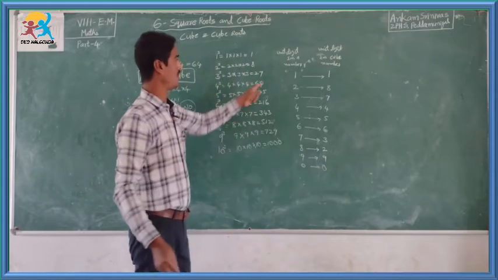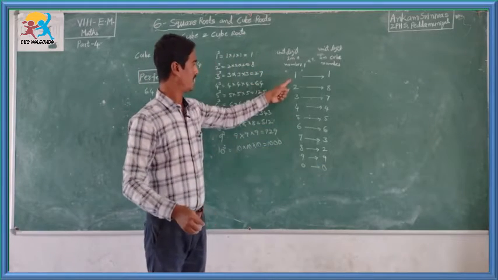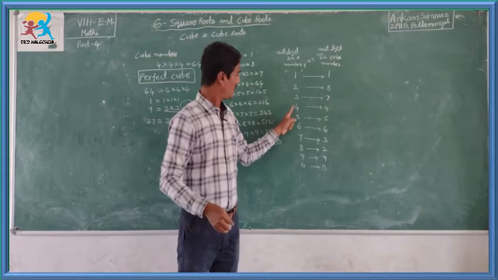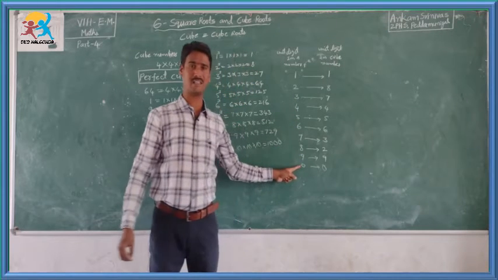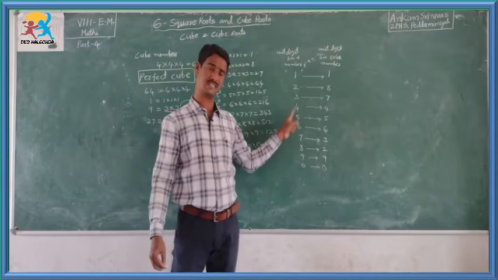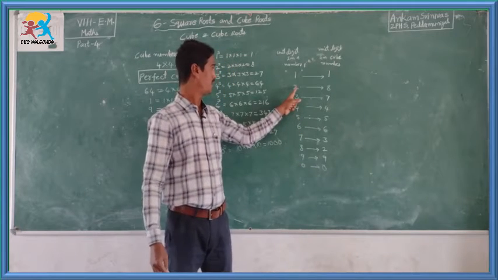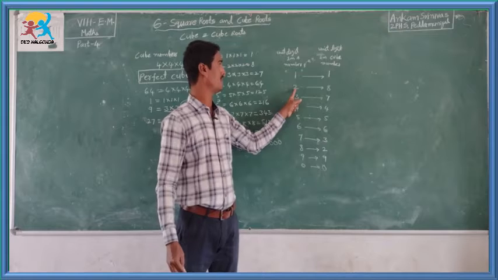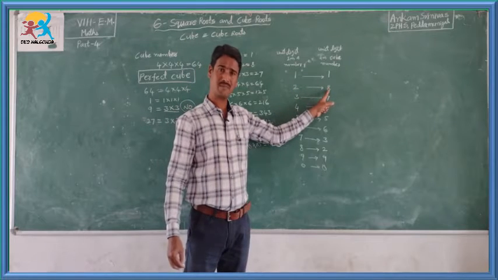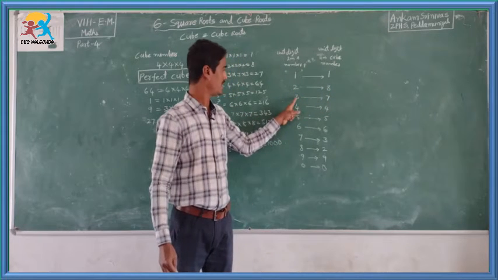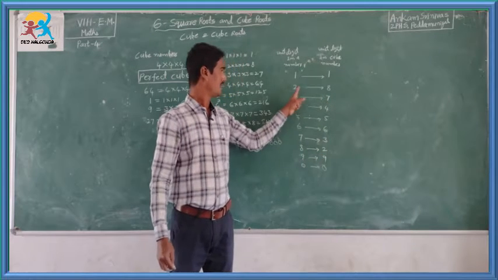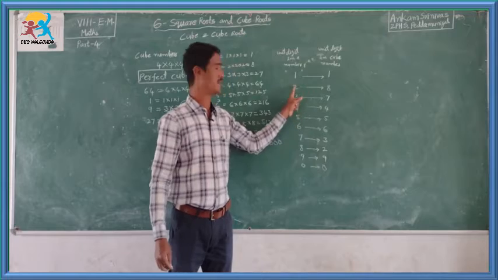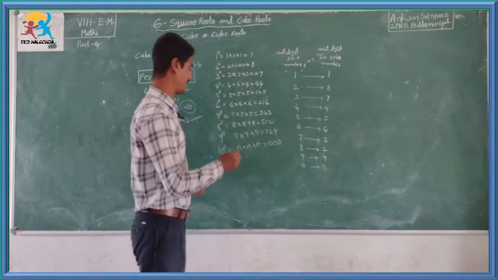If you observe, for the unit digits 1, 4, 5, 6, 9, 0, the unit digit of the cube is always the same. And if the unit digit of the number is 2, the cube's unit digit becomes 8; 3 becomes 7, 7 becomes 3, 8 becomes 2, 2 becomes 8.